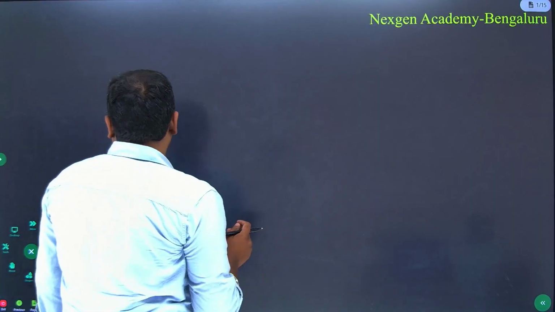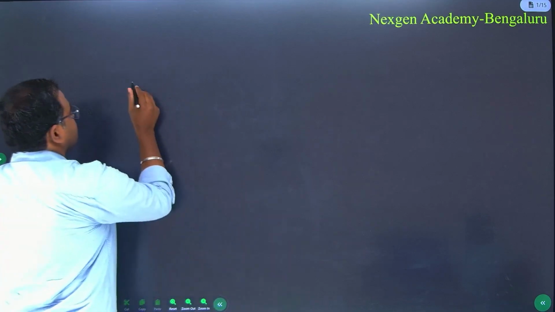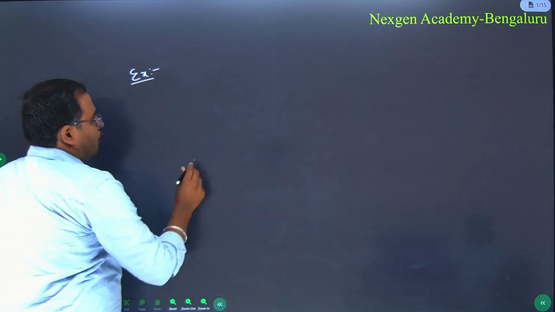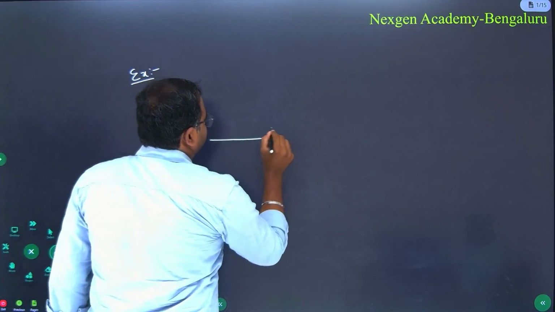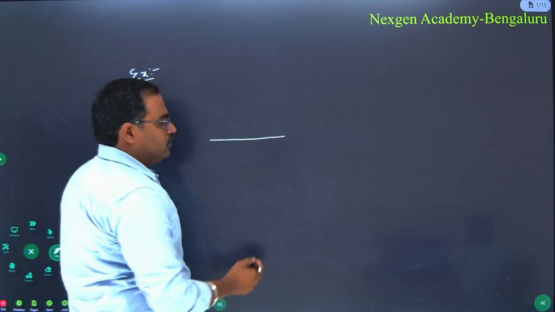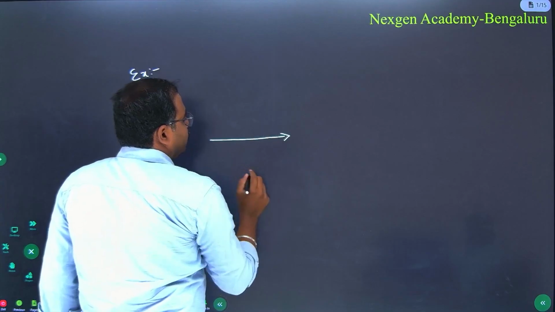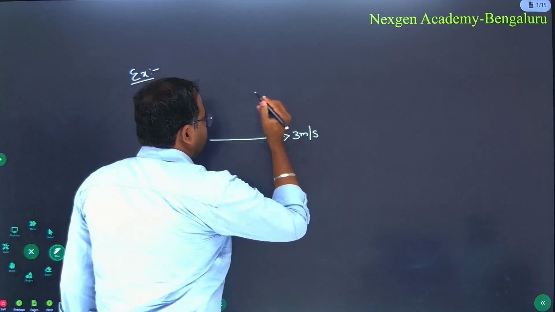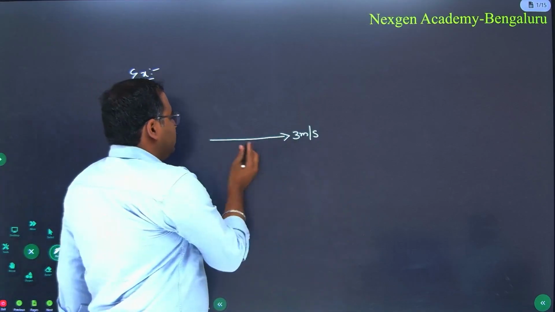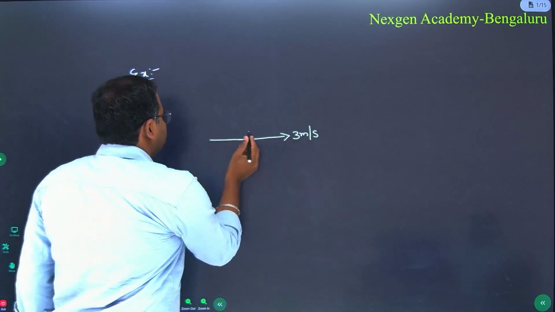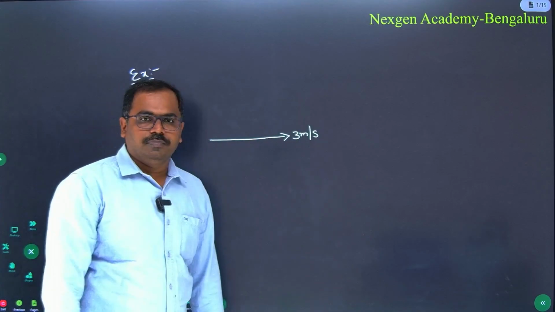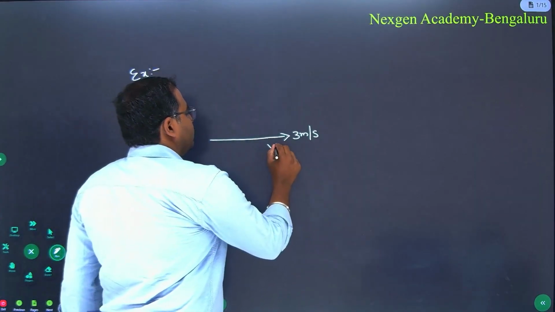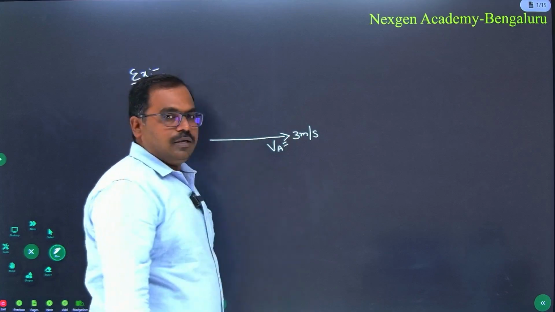Let me take one example. Have a look at this. Whenever two bodies are moving in two different directions, say for example, this body is moving with a velocity of 3 meter per second along x direction. Let's imagine this is the first body, A. Velocity of A is equal to 3 meter per second.